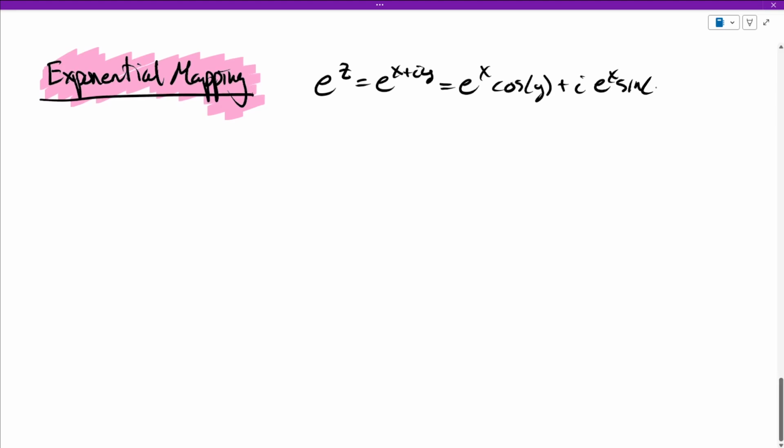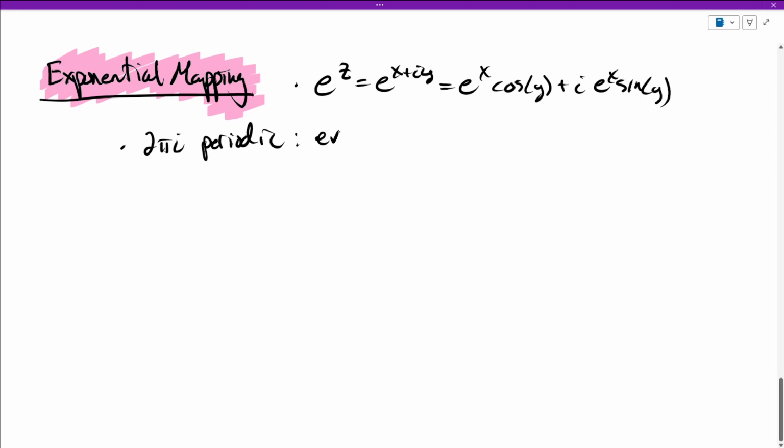Okay, so we're going to talk about the exponential function as a mapping now. So remember, e to the z is e to the x plus iy, which is really e to the x cosine y plus i e to the x sine y. And we saw already that this is 2 pi i periodic.